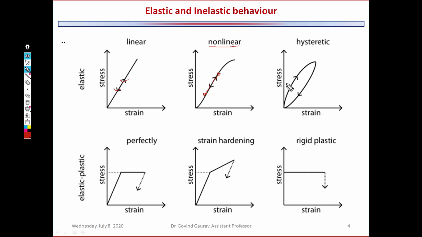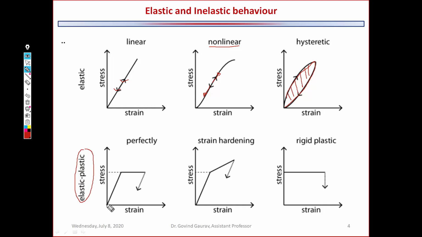The third type of behavior is a cyclic loop. When the loading plot and the unloading plot do not retrace the path, the area enclosed in this figure would be the energy stored or absorbed by the materials. The second set of materials, we classify as the elastoplastic materials.